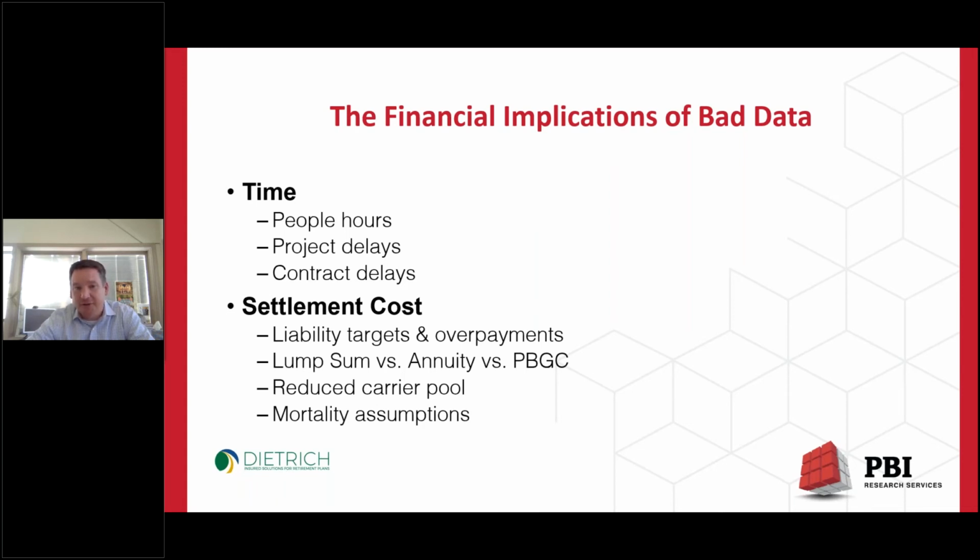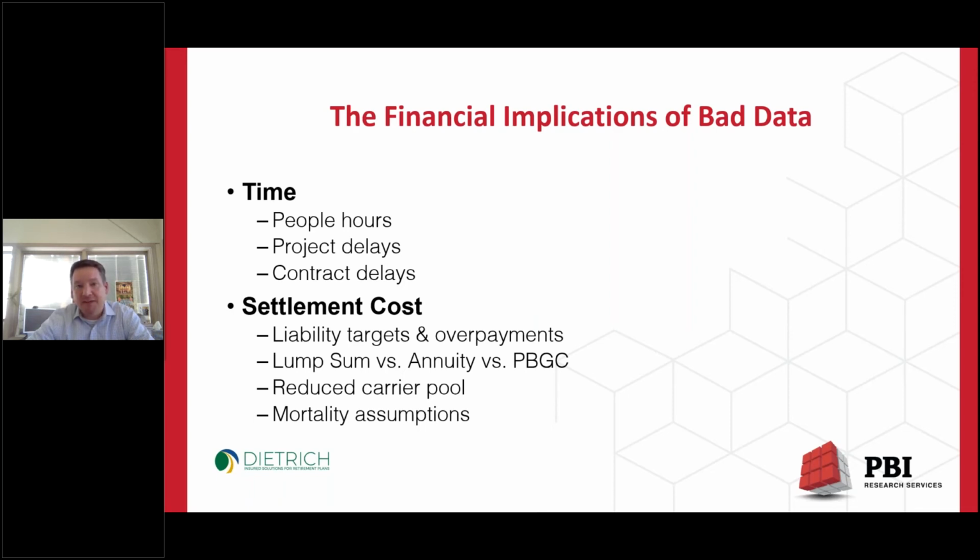Lump sum versus annuity versus PBGC. So these are the different settlement techniques. The PBGC comes into play when there's a plan termination. If there are missing participants, individuals you cannot find, you have the option of turning them over to the PBGC.